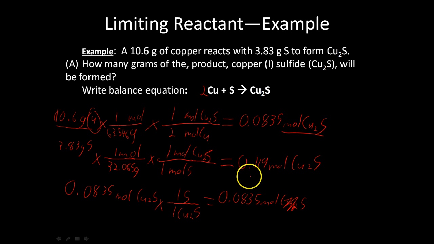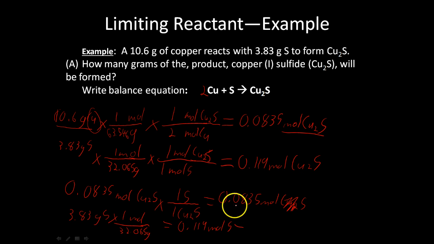Now we have to see how much sulfur we actually had on a molar basis. So 3.83 grams of sulfur times 1 mole divided by 32.065 grams equals 0.119 mole of sulfur. This is how much sulfur we actually started with. If we subtract from this the 0.0835 mole of sulfur we used, that will give us our excess.